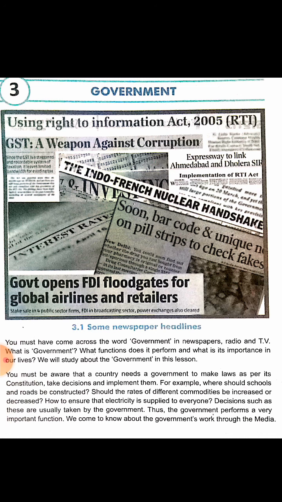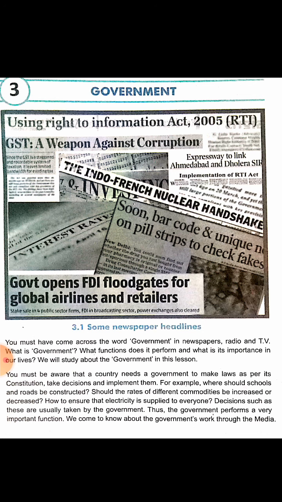So in this chapter we will learn about the meaning of the word government, the importance of government, functions of the government at different levels, what all the governments are, then the government and law, the relation between government and law, the organs of the government. These are all the matters we will learn in this third chapter.